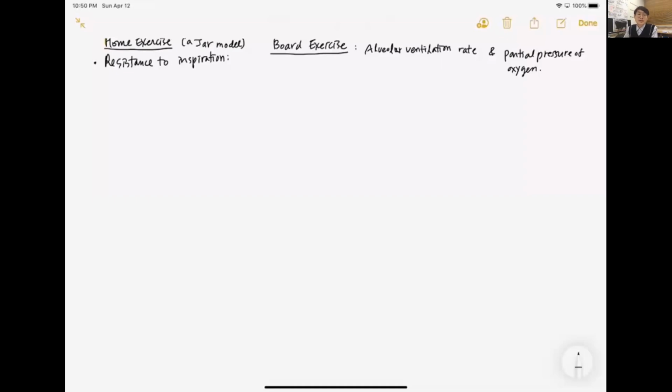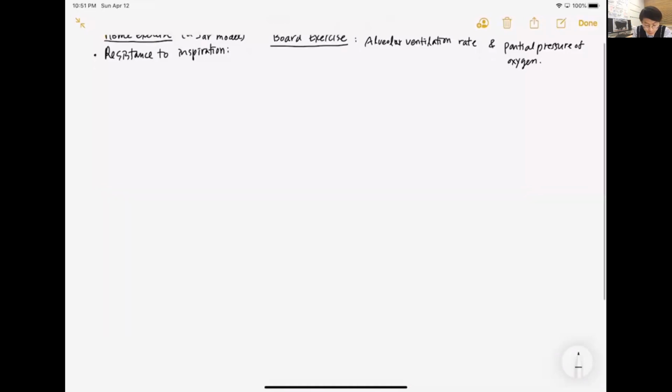Hi, this is time for having a home exercise and practice for board exercise. So the first one as a home exercise is to figure out the resistance to inspiration. For this, we can consider a simple ventilation model as a big jar model as a whole alveolar space.